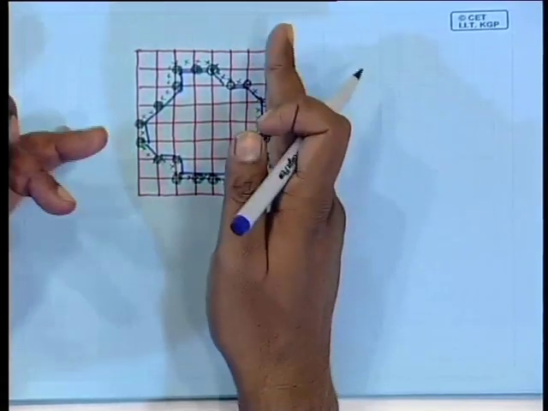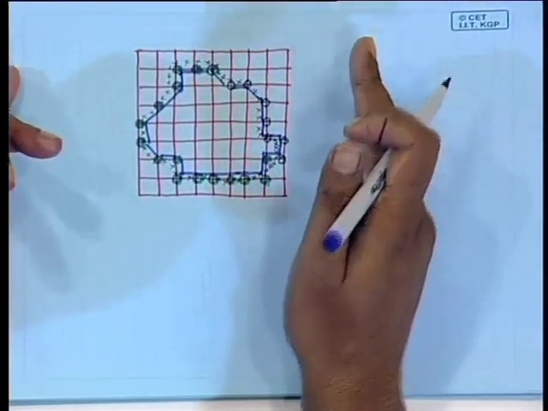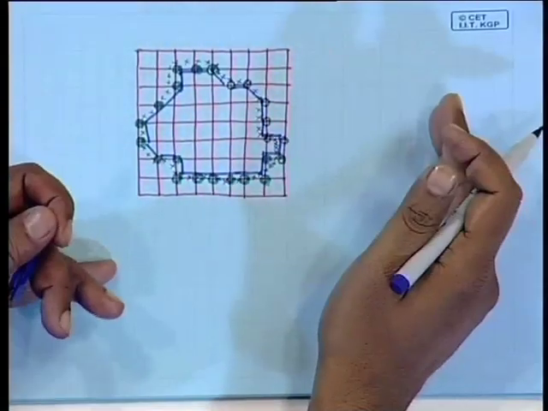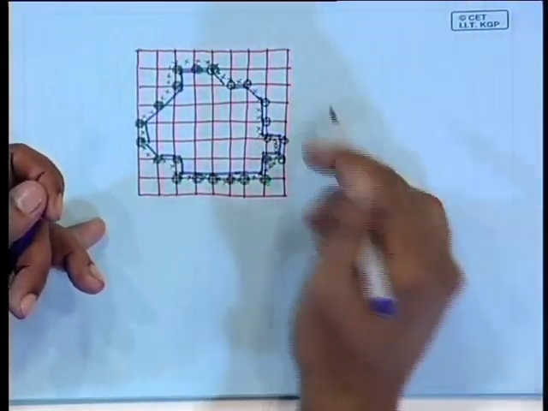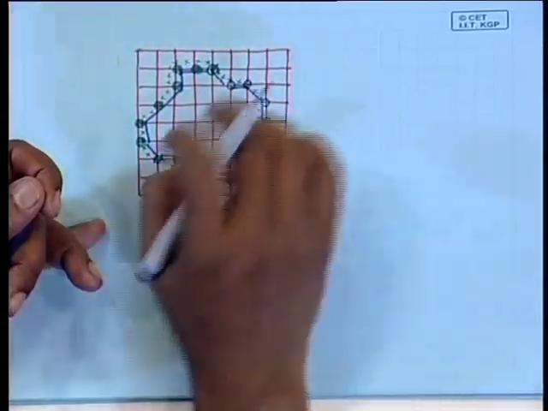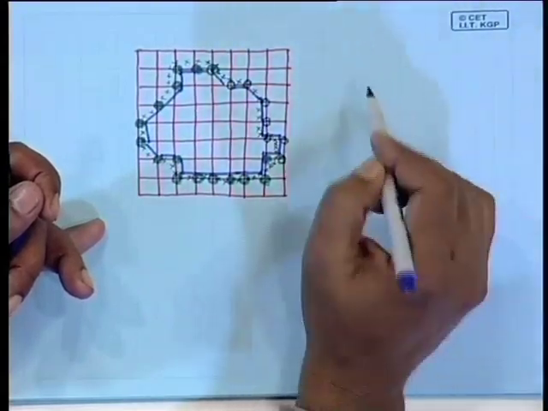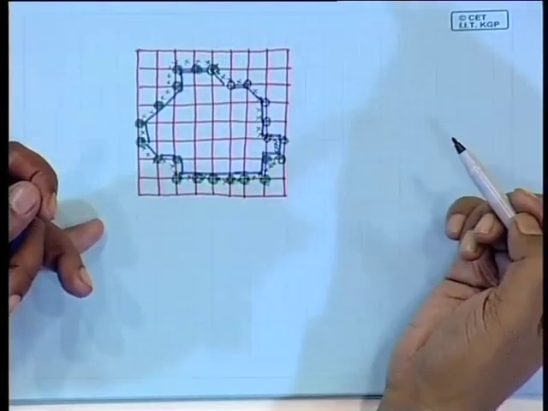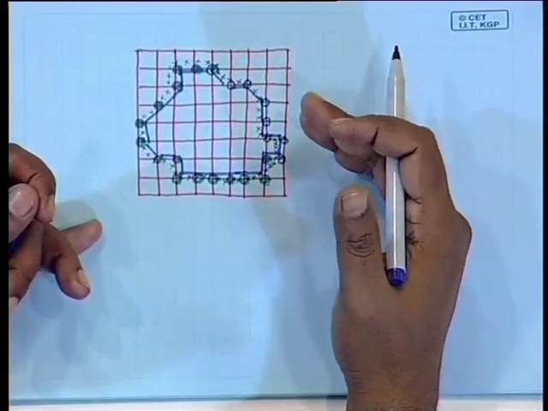Like this, if I increase the spacing of these grids, the number of line segments in my chain code will be lesser. If I reduce the grid spacing, the number of line segments in my chain code will be larger. Of course, the maximum that I can have is my initial set of boundary points, unless I go for the super resolution concept, where I can interpolate a point between two boundary points. That is the concept of super resolution, where I can still improve the resolution of the given image. Is that okay?